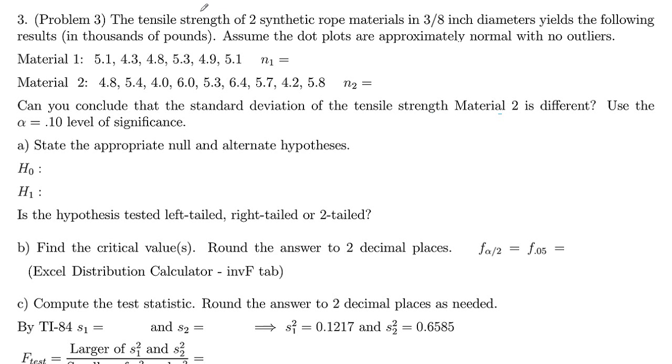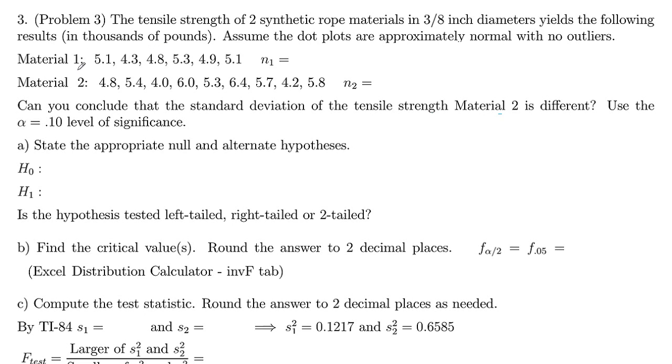So in problem 3, we want to perform a hypothesis test here. We're looking at the tensile strength or the breaking strength of two synthetic rope materials. They're both 3/8 inch diameter size. That's actually extraneous information. And our results here are given in thousands of pounds.